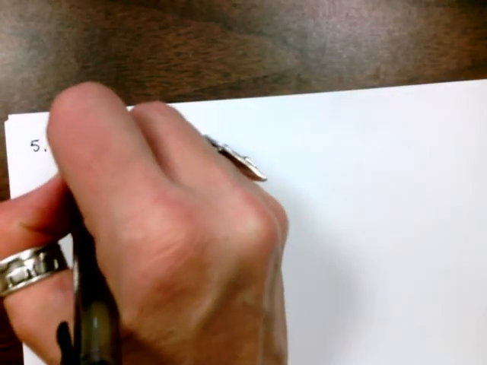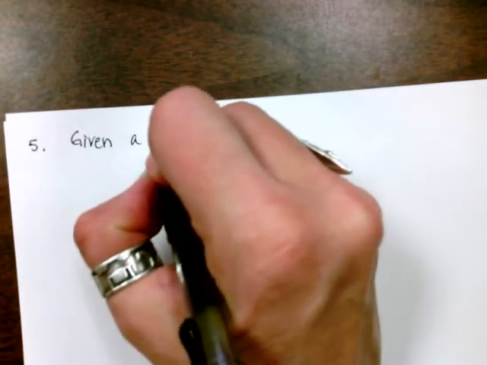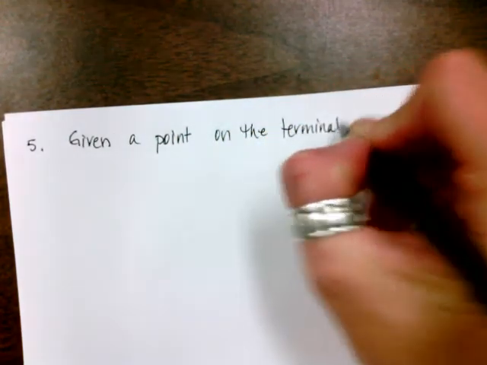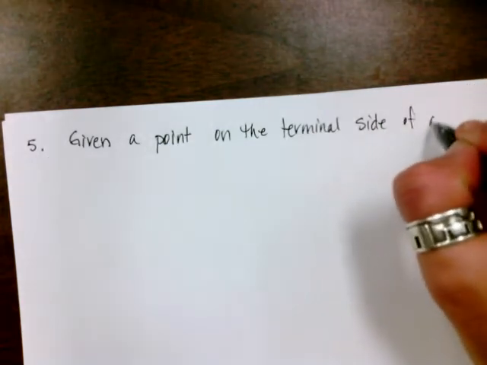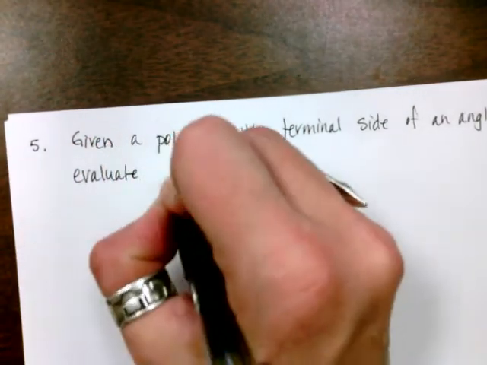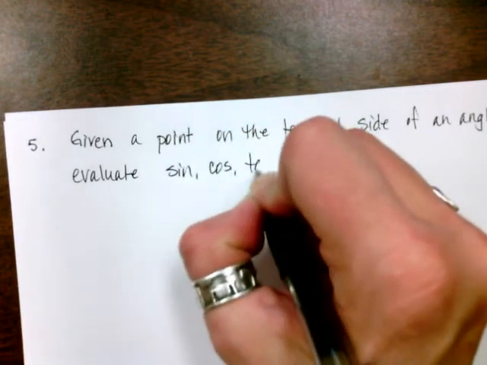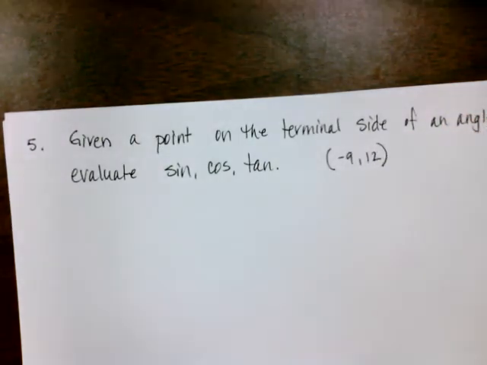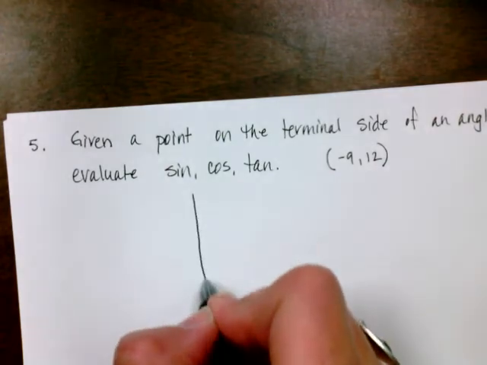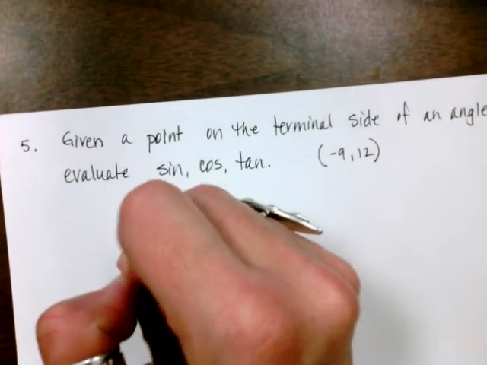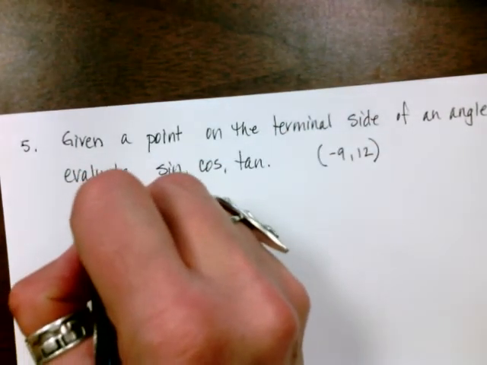All right. Our last example is a little bit different. It'll actually be one of the first problems on your homework. This one says, given a point on the terminal side of an angle, I want you to evaluate the sine, the cosine, and the tangent. Alrighty? Okay, so you're going to be given a point, a negative 9, 12. Alright, so I'm going to plot that point first. On my coordinate system, x is negative, y is positive, so that means my angle is over here. Okay, so that point is a negative 9, 12.